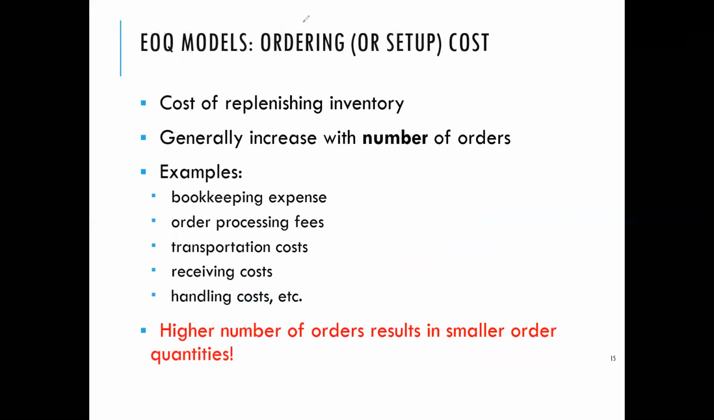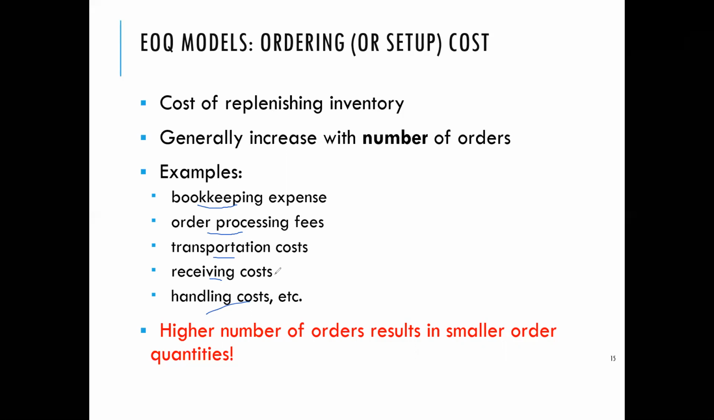Now, the next component of cost is what we call the ordering cost or the setup cost. The ordering cost is the cost of placing an order. Whenever you place an order, there's a cost associated with it. Those costs generally include components like bookkeeping expenses, order processing fees, transportation costs, receiving costs, and handling costs. So what do we mean by it? Whenever I place an order, someone will have to enter that order.